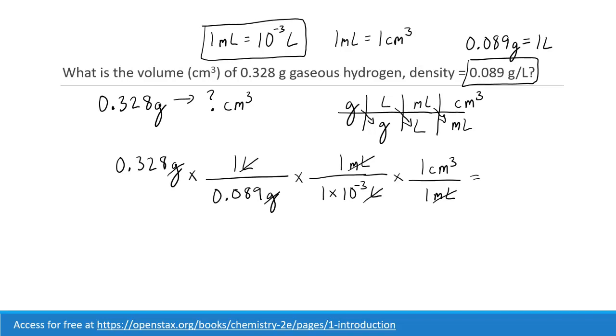Now, for significant figures, the given information has 3 sig figs. And our density has 2 sig figs. So those 2 sig figs in the density are going to limit our answer to 2 significant figures. The final answer, 3.7 times 10 to the third centimeters cubed.